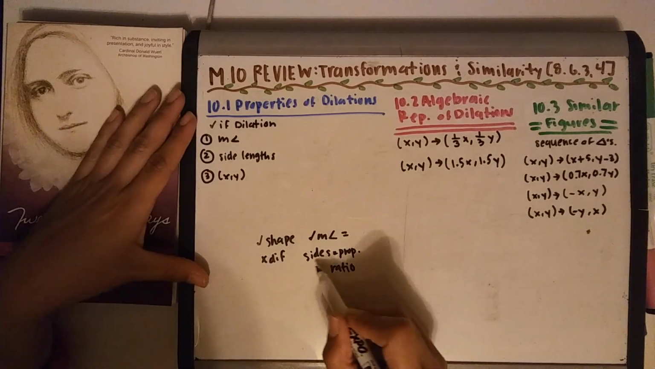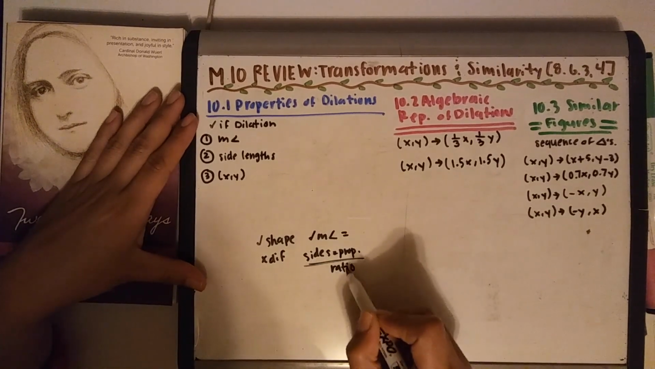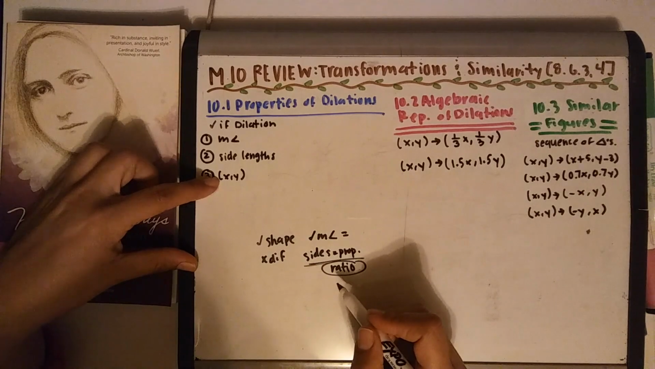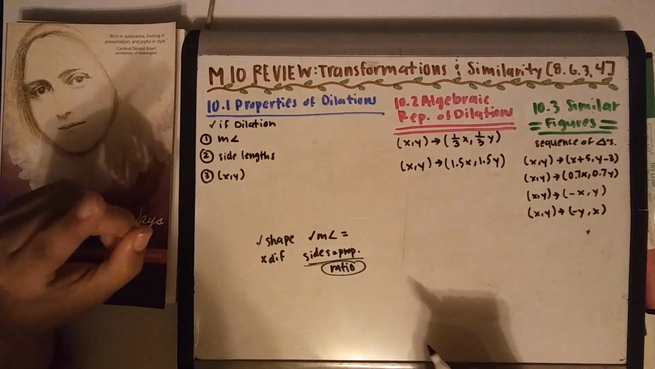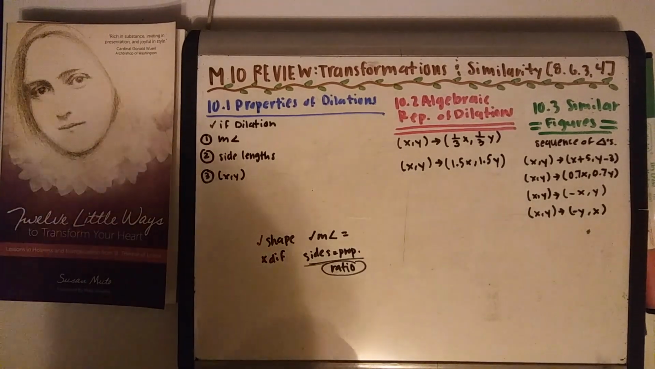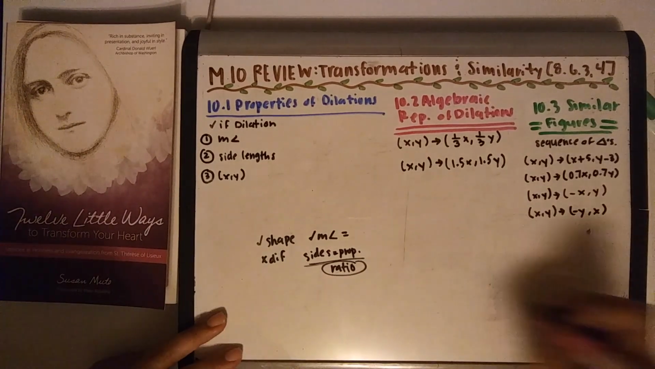The sides are proportional when you have a ratio, and then also your ordered pairs are also proportional when you compare them to each other, okay? So let's get to it.